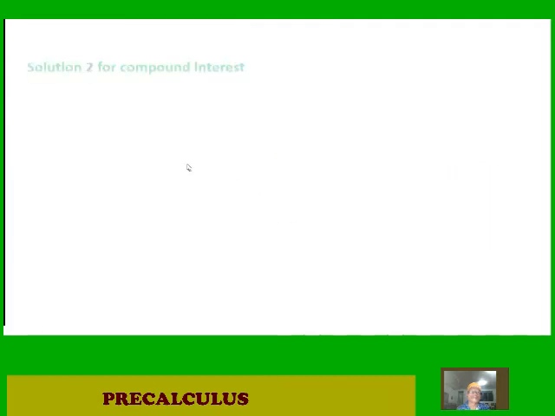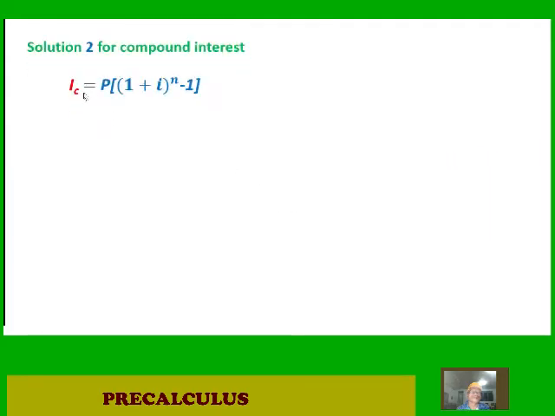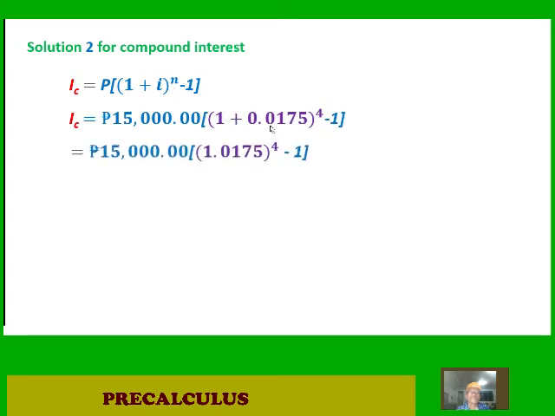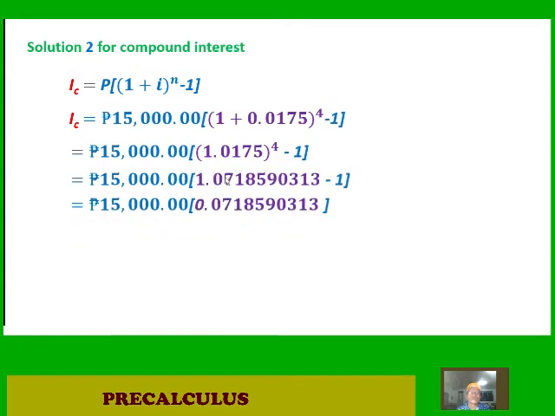As an alternative solution, use this formula. Substitute the principal 15,000, I is 0.0175, N is 4. Raise this to the fourth power, then minus 1, then times 15,000. So they have the same answer as the previous one.